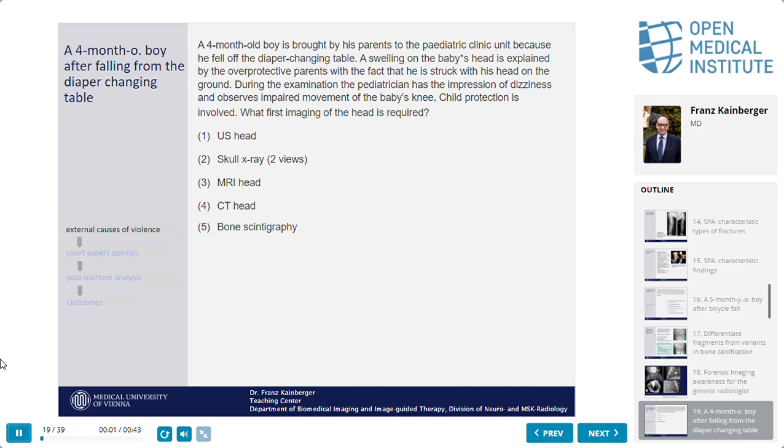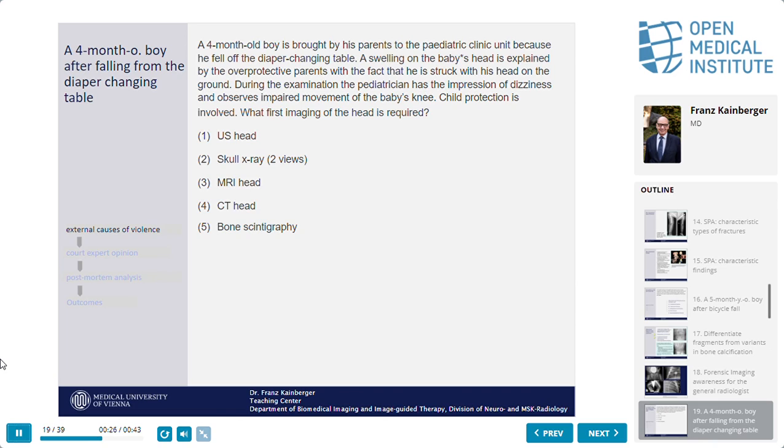So, next story. A 4-month-old boy is brought by his parents to the pediatric clinic because he fell off the diaper changing table. That's a typical story that the parents tell you. So it quite often happens, in fact. Everybody here who has children knows that falling from the diaper table is something that may happen.